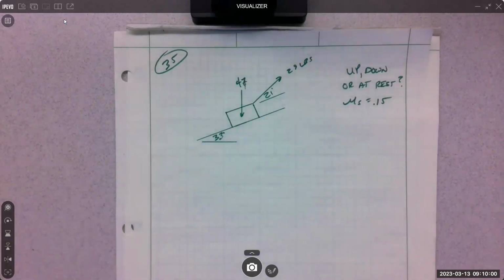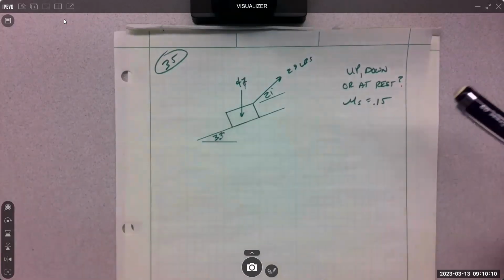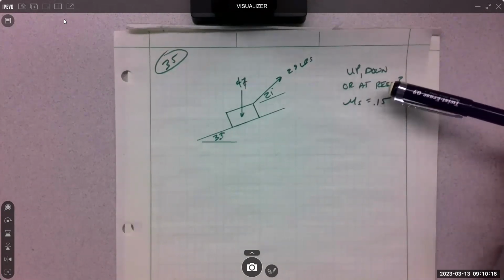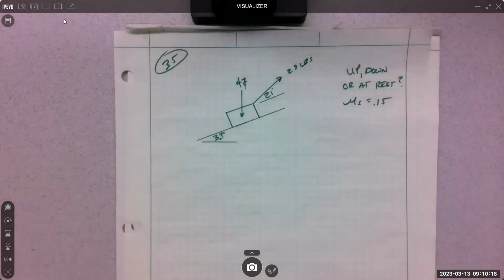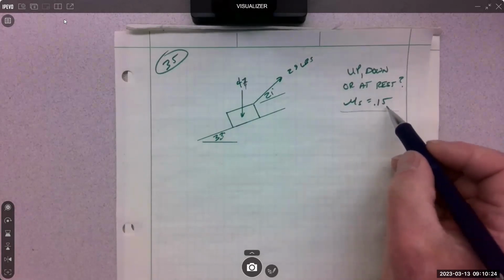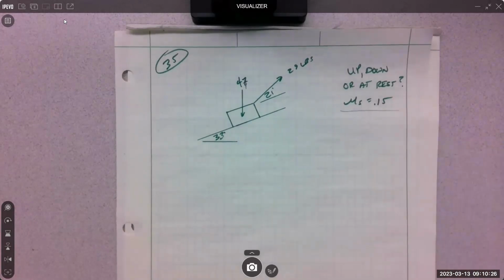35, that's it. It's a 47-pound weight, 29 pounds at 21 degrees. Again, just a bad angle for pulling. It's kind of an interesting problem because the problem says, is it going up? Is it going down? Or is it at rest? Like, it just basically is saying what is happening. Coefficient is slick, 0.15. I'll give you a second to draw that. Is it nearly ice? It's very close to ice.